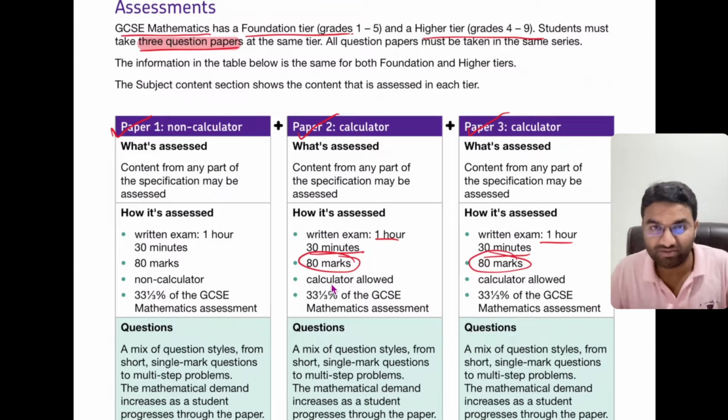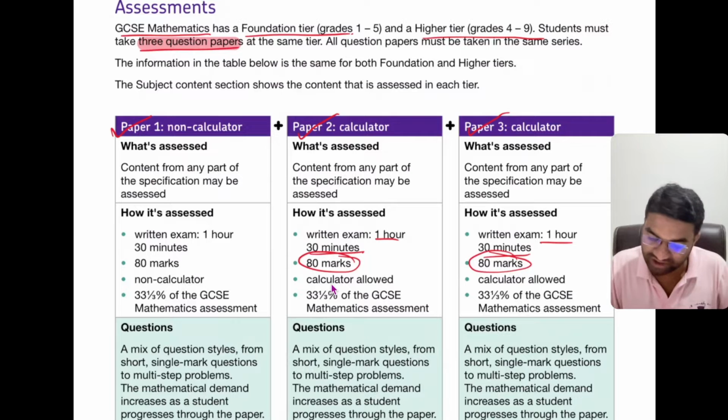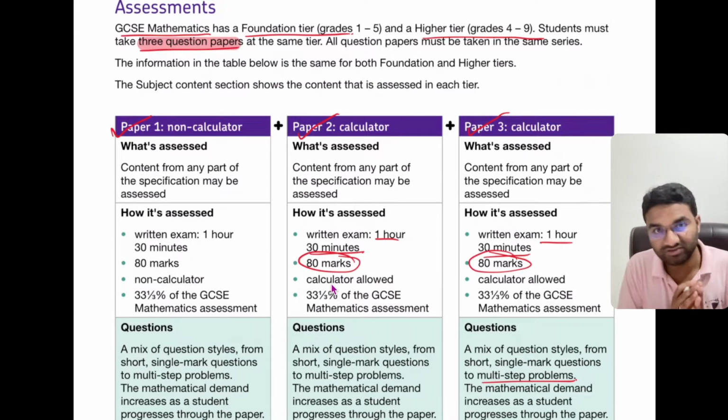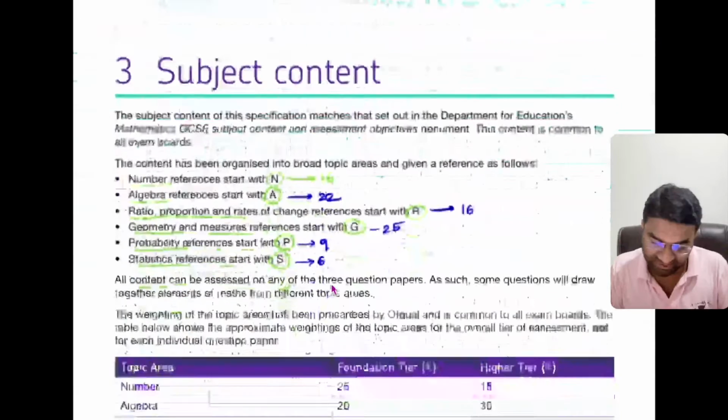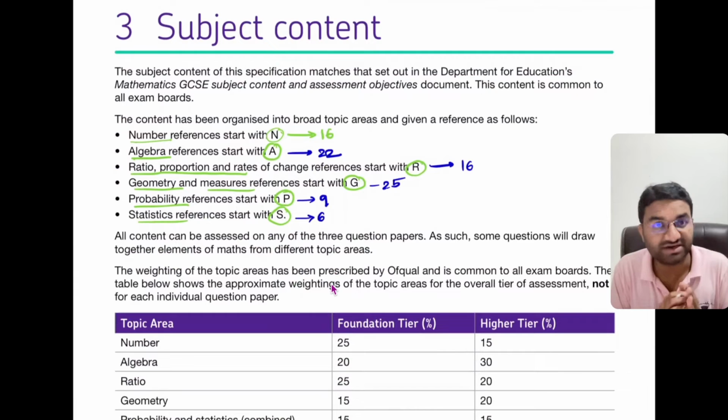So what's the difference between paper 2 and paper 3? If you compare these two, you will find more difficult, more analytical-oriented questions in paper 3 compared to paper 2. You can say there are a little bit more analytical, multi-step questions compared to paper 2. Fine, so we will now discuss the subject content, what will be there in the subject.